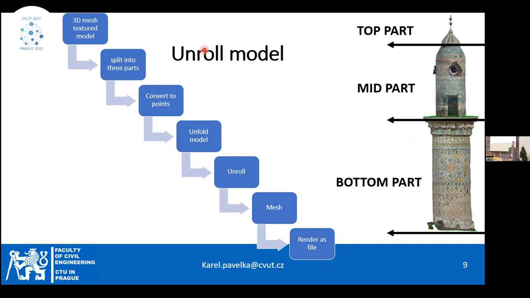So we found a really good feature in CloudCompare, but it's not working with the mesh. So we used the 3D mesh, and after that we transferred it again to a point cloud, because the cloud from the mesh is more regular, and it is good for the unrolling. After that, you unfold and unroll the model and make the mesh again. And after that, you can render it as a file. And this is the result.